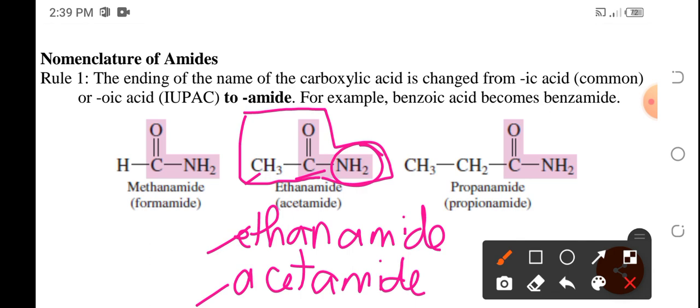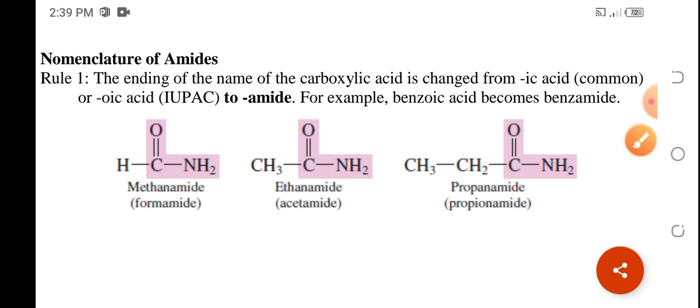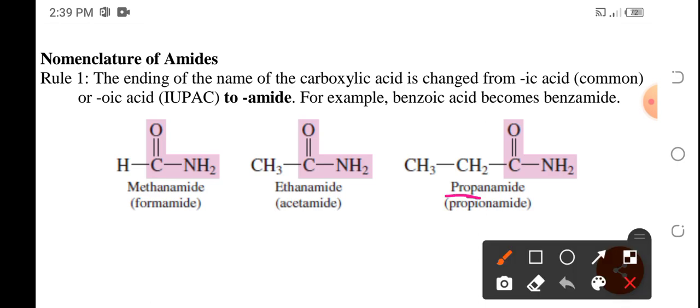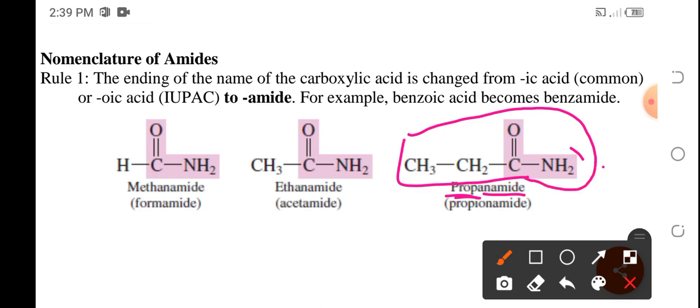And then, next would be propanamide. Prop stands for 3 carbon atoms. So, these are the 3 carbon atoms. And then, amide is a suffix to denote that this structure falls under the group of amides. Originally, the parent chain or the acid name here is propanoic acid. Dropping the oic acid and adding amide, that is propanamide. And it will have a common name of propionamide.